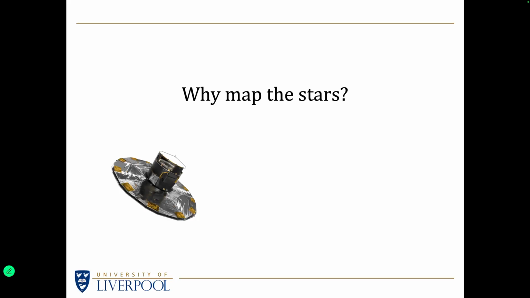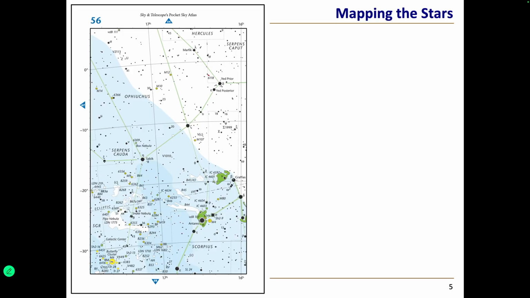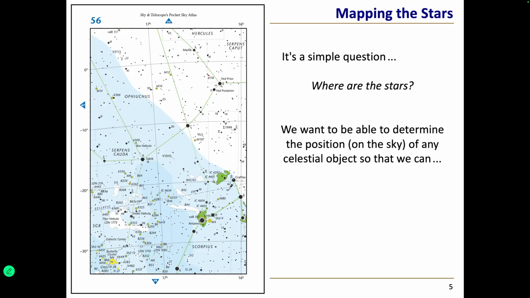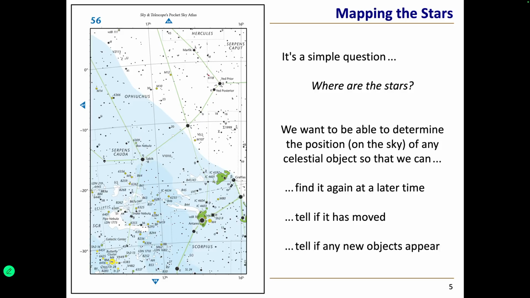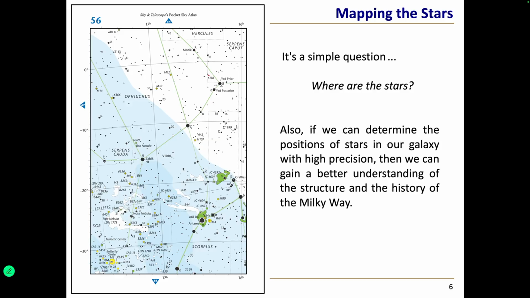So first start with the why. Why do we want to map the stars in the first place? Well, it's not just a question of saying, I want to know where the stars are for a star atlas. For that, we just want to know where things are so that we can find them again later, or we can tell if things have moved, or we can tell if a new object has appeared. But mapping the stars goes beyond just wanting to make a good atlas.